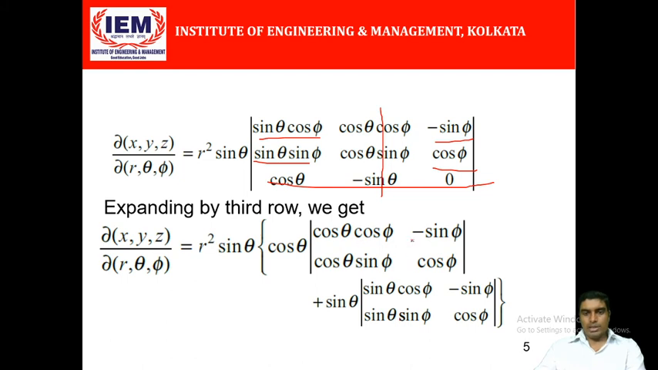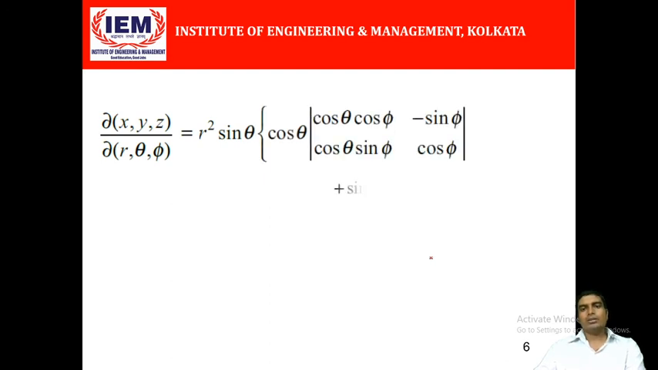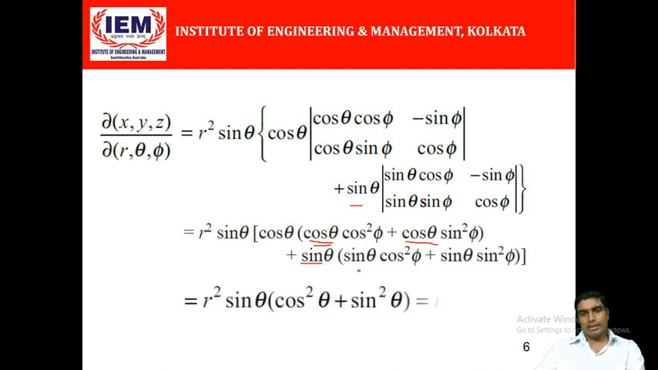Then I have to expand these 2 by 2 determinants. So let's expand them. We have cos theta times cos square phi plus cos theta sine square phi, and the last term, sine theta, is already there, times sine theta cos square phi plus sine theta sine square phi. Now if I take cos theta common, it will be cos square phi plus sine square phi, which equals 1. And if I take sine theta common, it will be sine square theta times cos square phi plus sine square phi, which is 1.